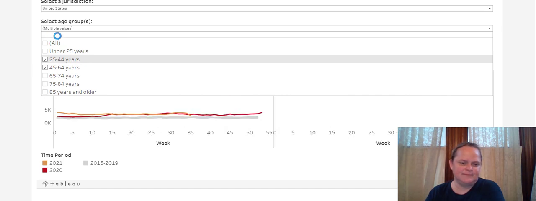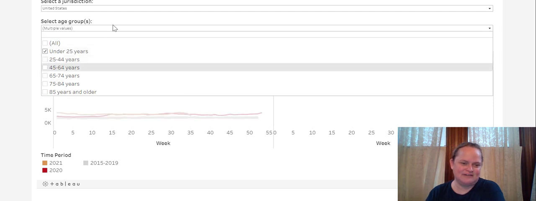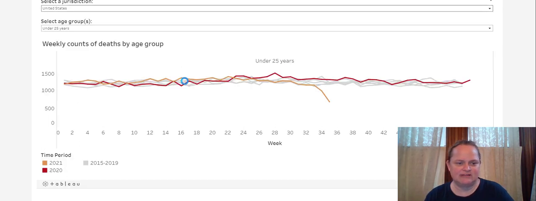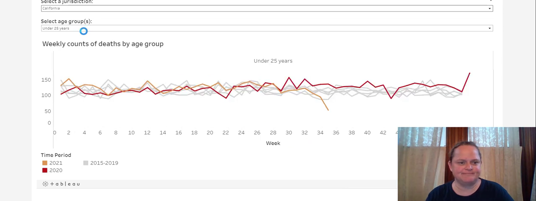Adults. Actually, I want to get to the adults last. Let's do under 25. So children, college students, etc. As I said, it's pretty flat, but that doesn't mean it's flat for the entire United States. So let's just look at it state by state. California. Yeah, that's just kind of flat.